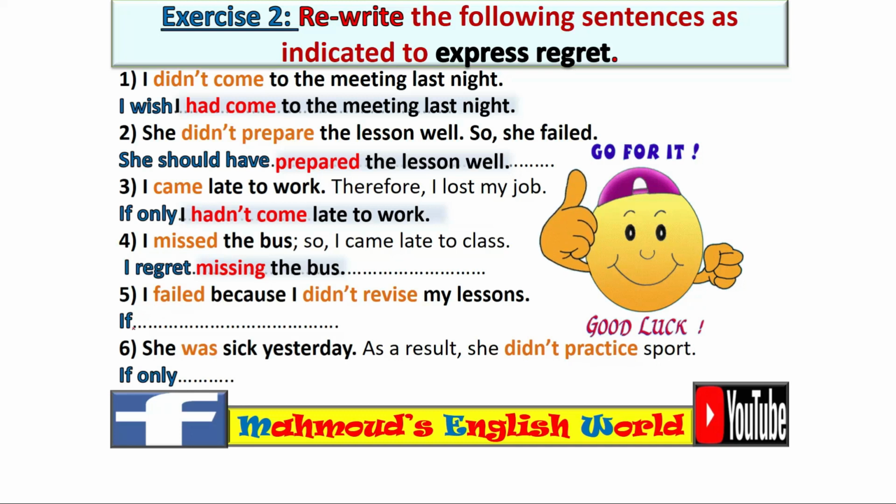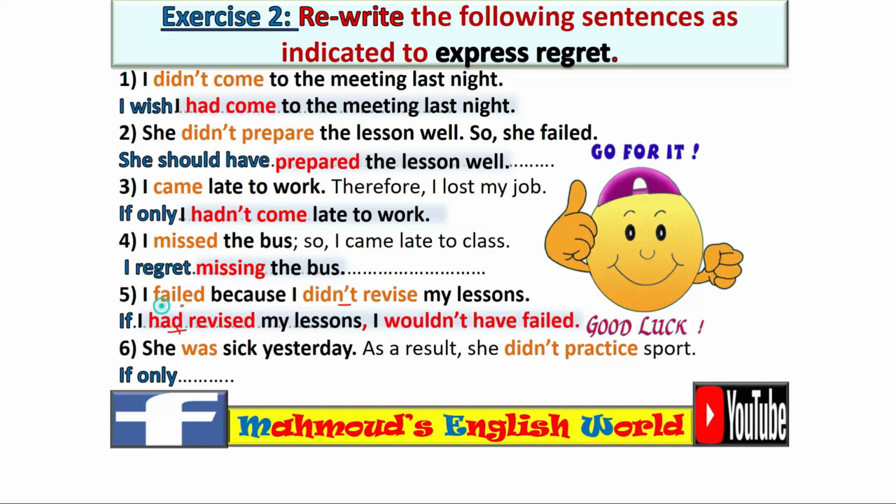So if I had revised my lessons, I wouldn't have failed. Because this one is negative, we use had affirmative, and because failed is affirmative, we use this one negative. So affirmative, negative, negative, affirmative. The last one using if only: she was sick yesterday, as a result she didn't practice sport. So we can say if only she hadn't been sick yesterday. Or we can also say if only she had practiced sport yesterday.